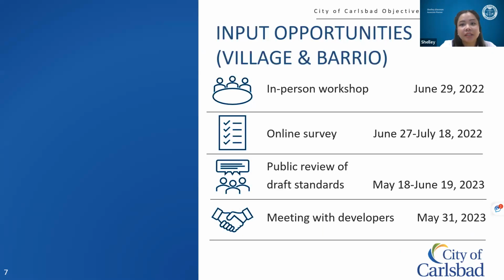So in coordination with the city's communication and engagement department, staff developed a comprehensive community outreach plan for both projects. For the Village and Barrio project, staff received input from the community through a community workshop held at the Senior Center in the barrio, as well as a public survey primarily to receive comments on the palette of architectural styles. Public comments were also requested during the public review period of the draft standards. And lastly, staff did reach out to the development community and met with a few developers to discuss the draft documents and receive their comments and input.